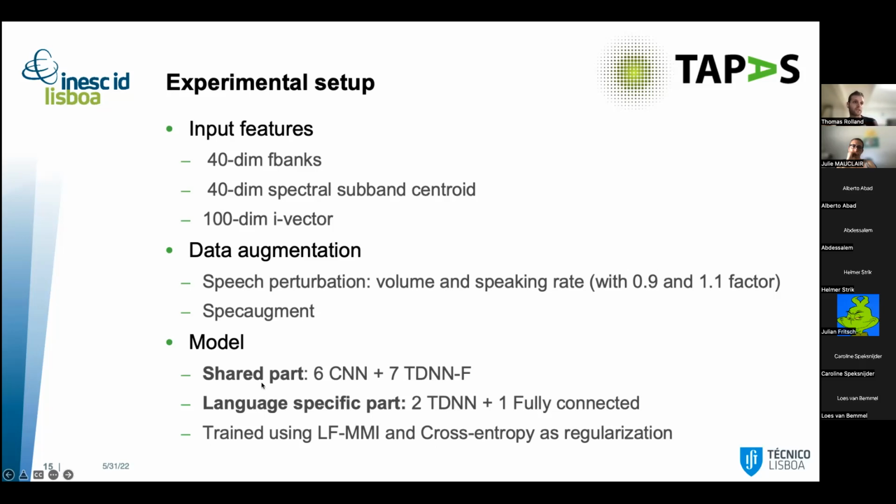So for the shared part, it's 6 CNN followed by 7 factorized time-delay neural network layers. And for the language-specific part, the branch for each language individually, we have 2 TDNN, 2 TDNN-F, and 1 fully connected layer. And all of these models have been trained using lattice-free MMI and cross-entropy regularization.